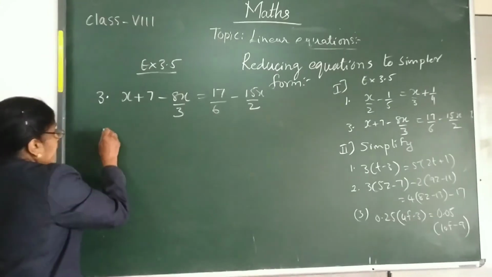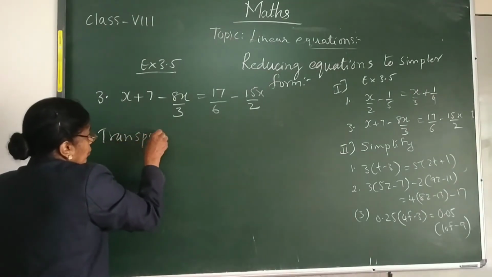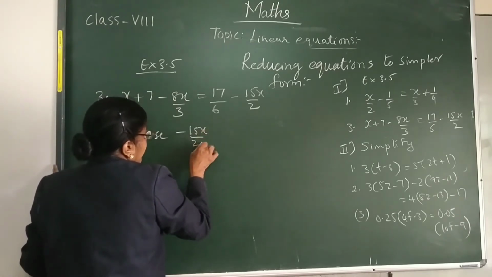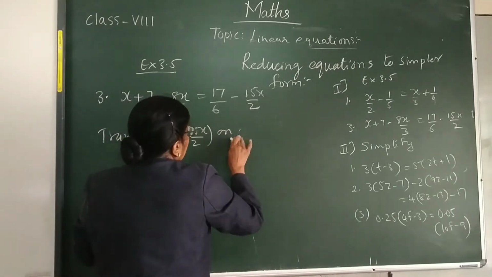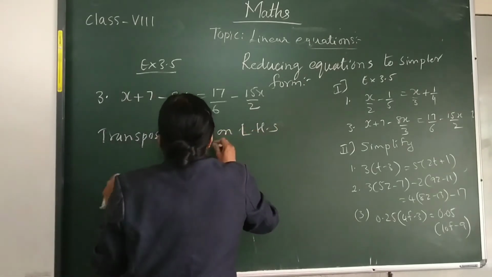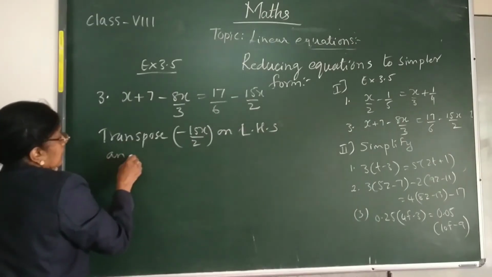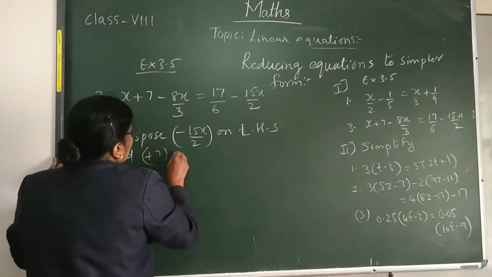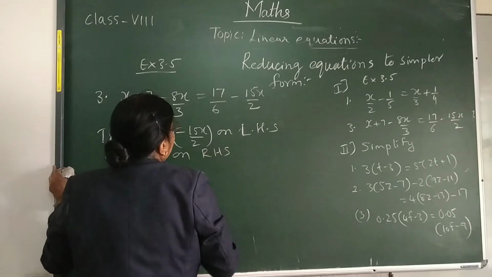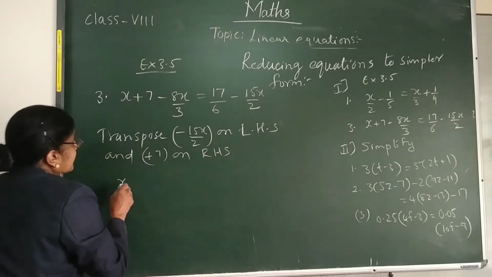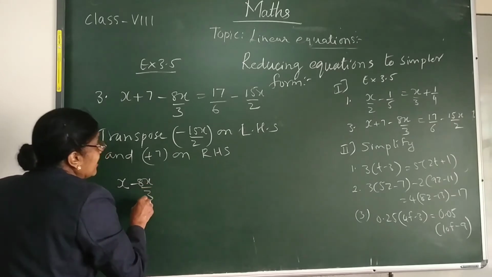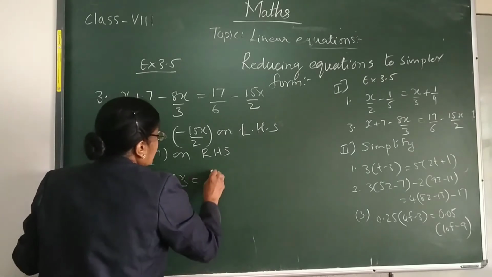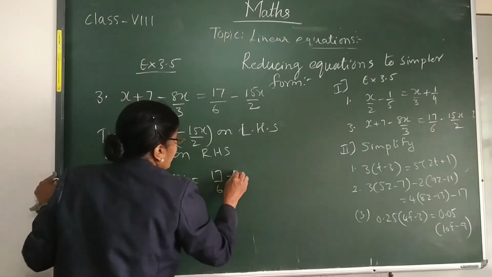So what will we do? Transpose minus 15x by 2 to the left side and plus 7 to the right hand side. What will happen here? x minus 8x by 3 will remain as it is. Then this will become plus 15x by 2 is equal to 17 by 6. Then this will become minus 7.